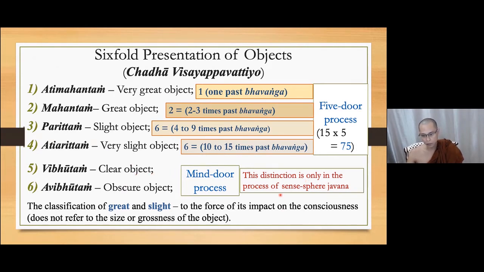So in the case of the process, the object of the process in the sense-sphere jhana, or the concept of the sense-sphere jhana, it can be both clear or obscure, and Vibhuta or Avibhuta. So this is the presentation of objects to the doors and to the mind, to give rise.